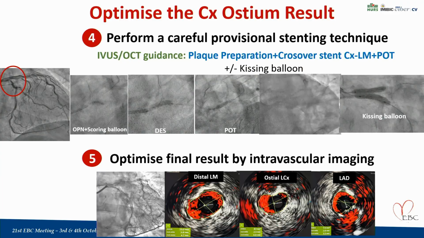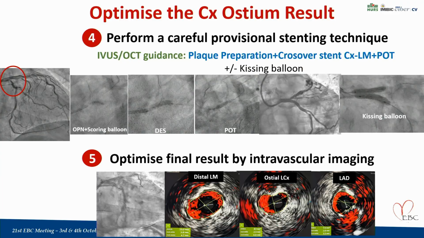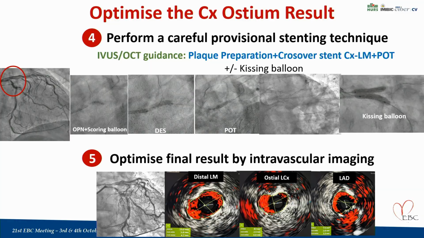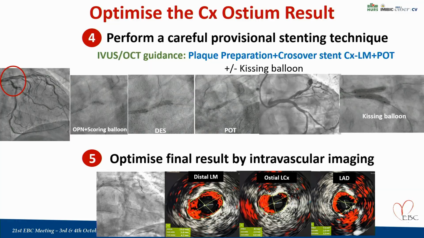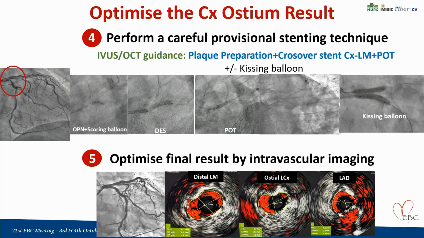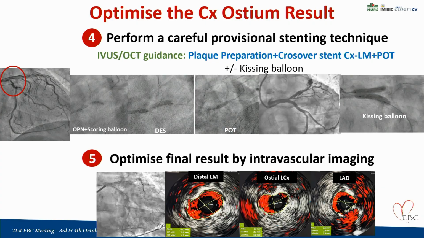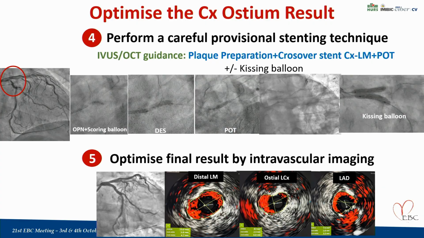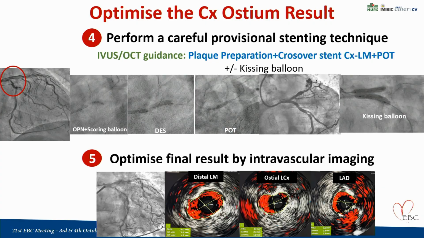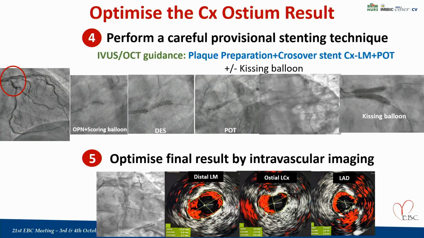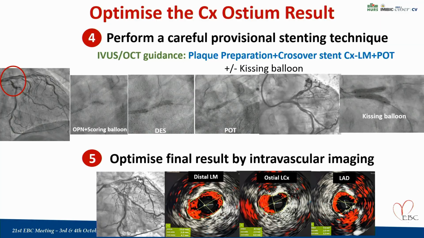Obviously, we have to perform a provisional stenting technique very carefully, step by step, guided by IVUS or OCT: plaque preparation, crossover stenting, POT, always POT, and kissing balloon, and final kissing balloon, depending on the result in the LAD.